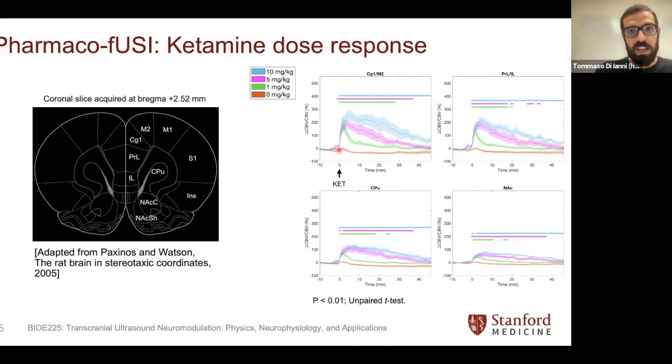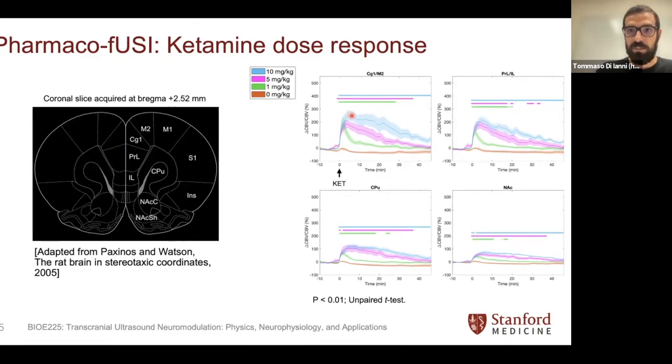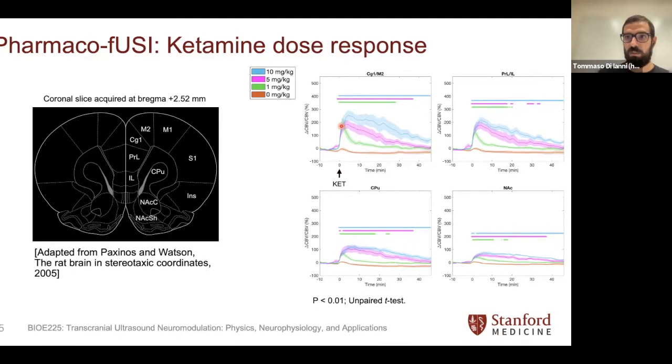Then we inject ketamine, and very quickly there is activation that then slowly goes down. And this is with 10 milligrams per kilo. That is a dose that is widely used in the ketamine literature with animals. But then we also looked at 5 mg per kg, and in this case we see a shift down of the curve, which is expected. But then with 1 mg per kg, a much smaller dose, we still see a pretty high peak, but then it goes down quickly.